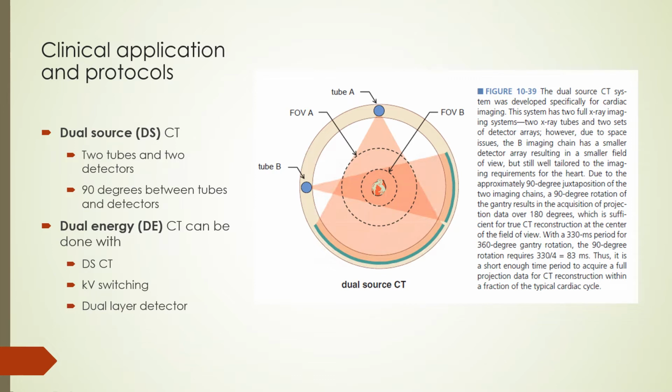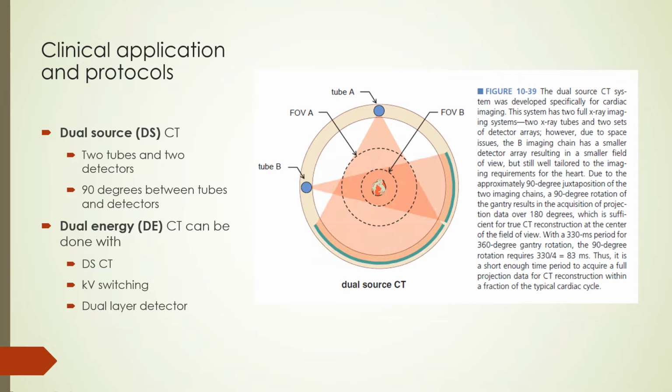A secondary advantage of having two CT tubes is the ability to perform dual energy scans. In a dual source system, one tube can be set for high kV and the other for low kV during the dual energy scan. However, having two tubes is not a requirement for performing dual energy scans.